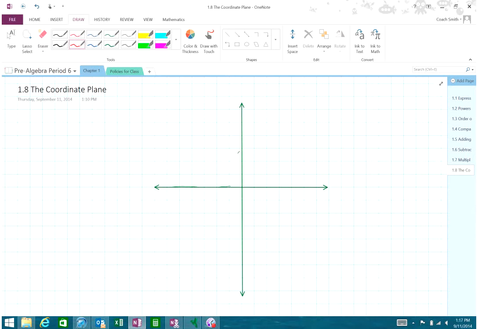and a horizontal one. The vertical number line is called the y-axis. The horizontal number line is called the x-axis. Okay. As we look at the two, the y-axis and the x-axis, the ones going up on your vertical axis are positive numbers. The ones going down are negative numbers.